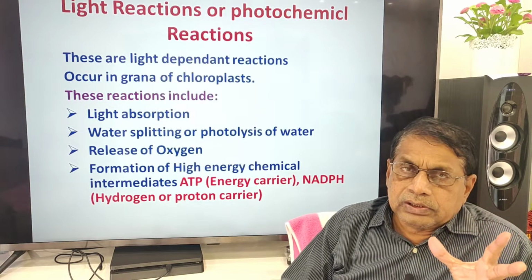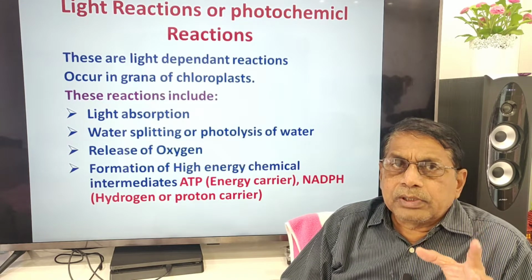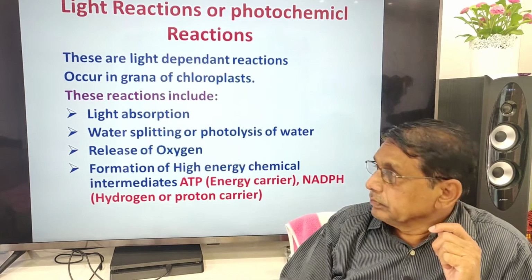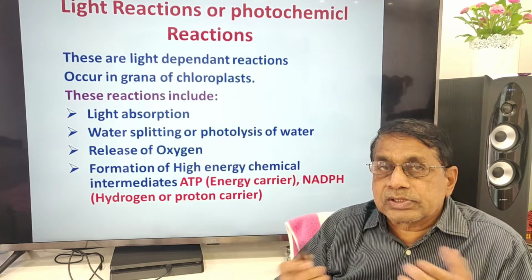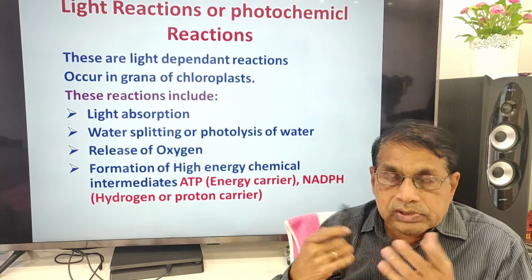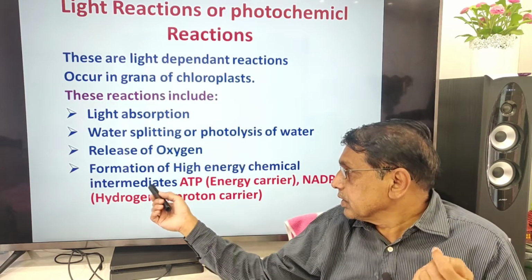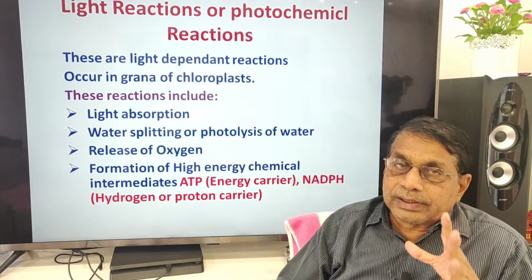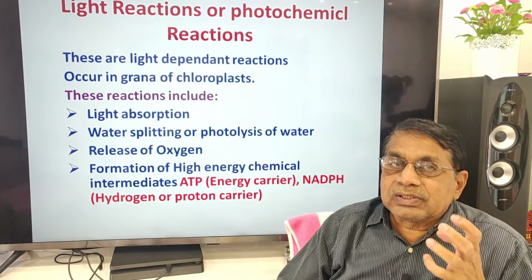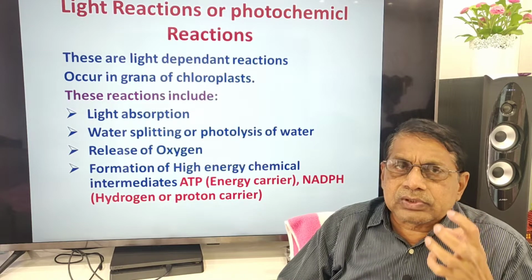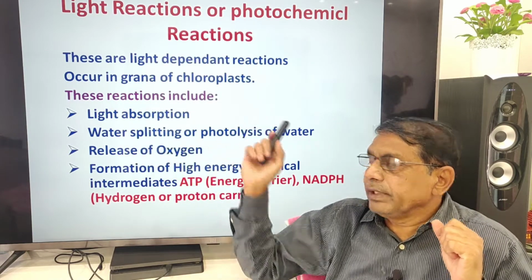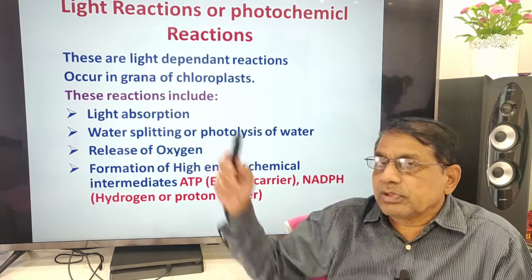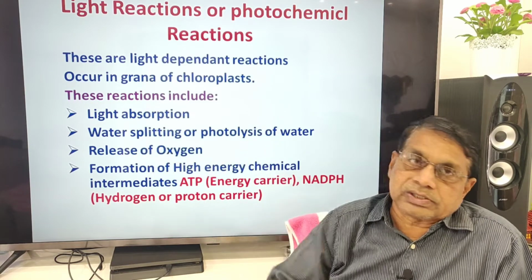So the net result in photochemical reactions or light dependent reactions: one is light absorption, second is splitting of water, photolysis of water, third is release of oxygen, fourth is formation of high energy chemical intermediates ATP and NADPH. But what is the first reaction in photosynthesis? It is water splitting. When the light falls on the chlorophyll, automatically it is absorbed. But the first reaction is this.